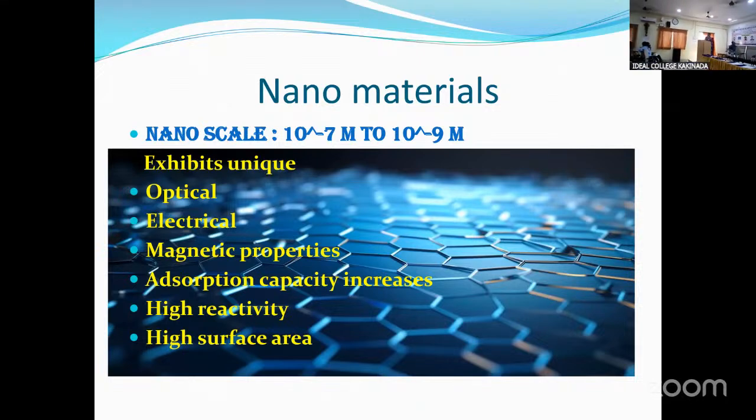The second one, we have the electrical properties. Whenever a material is brought to the nano level, its conductivity will be increased. The other things, the magnetic properties will also increase, as well as the absorption capacity and reactivity, all will be increased. So my whole point in this slide is that materials at the nano level exhibit very useful properties. Next slide.